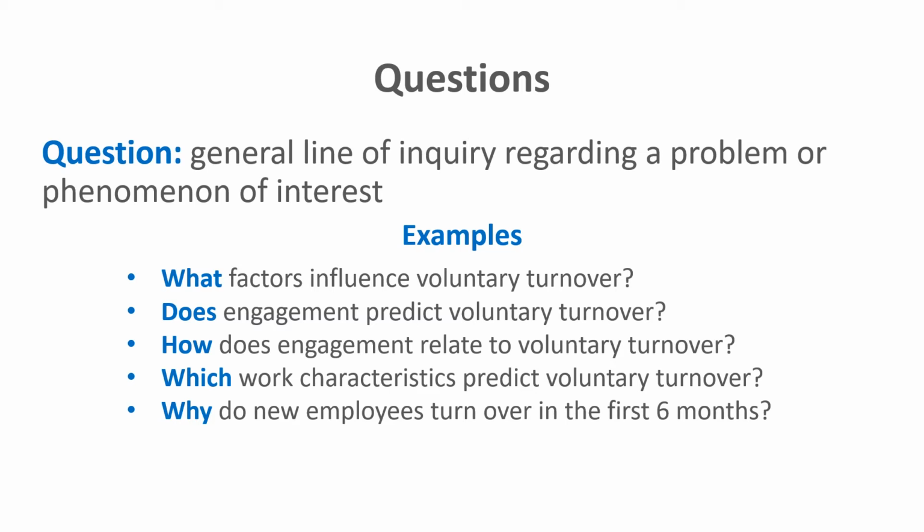Now, the last two questions are, which work characteristics predict voluntary turnover? This implies that there's maybe a set of different variables or factors you think are relevant in this context, and you want to identify specifically those that are going to predict voluntary turnover. And then finally, why do new employees turn over in the first 6 months? In other words, why do they quit in the first 6 months? This is more open-ended, and this is another way of asking what factors influence voluntary turnover. However, a why question can sometimes be a good way of indicating to yourself or to others that you're interested in the process. So what process perhaps unfolds that leads to new employees leaving in their first 6 months?